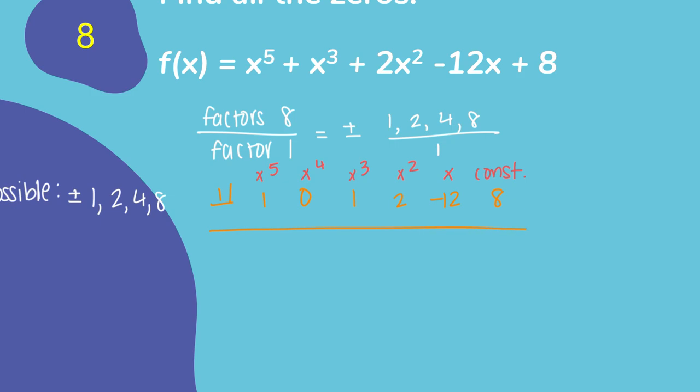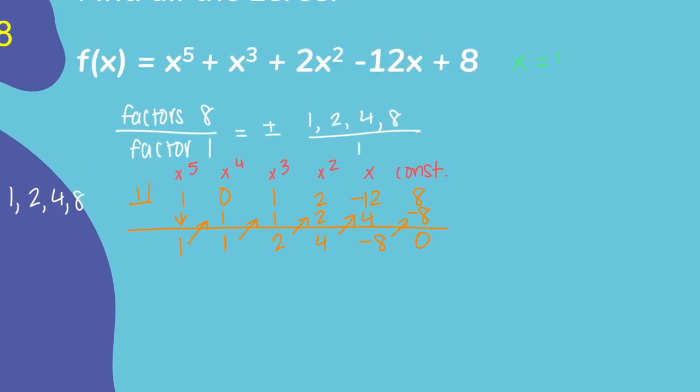Okay, now going ahead and doing my synthetic division, bringing my 1 down. 1 times 1 is 1. 1 plus 0 is 1. 1 times 1 is 1. 1 plus 1 is 2. 2 times 1 is 2. 2 plus 2 is 4. Okay, 4 times 1 is 4. Negative 12 plus 4. Keep in mind, don't forget your signs. It's negative 8. And this is going to be my remainder of 0. So is 1 considered one of my zeros? Yes, 1 is considered.